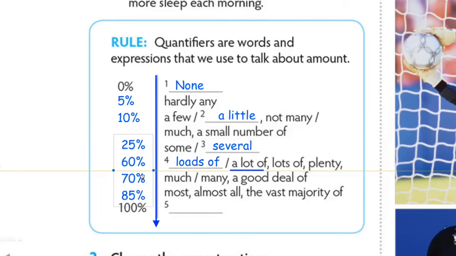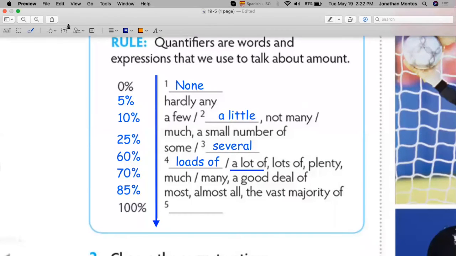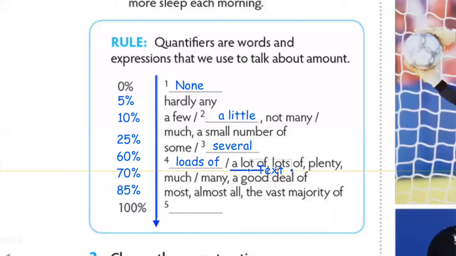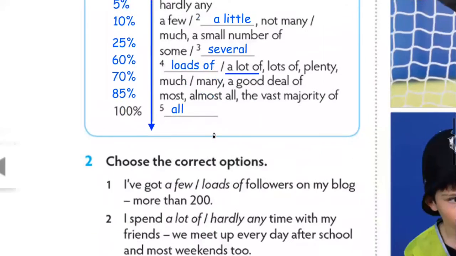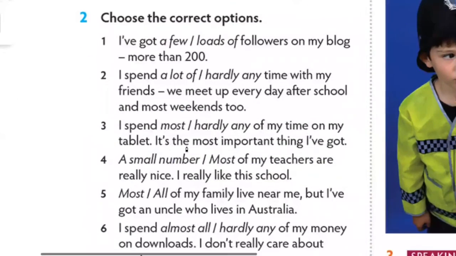And finally, we go to the level of 100. What 3-letter word can define 100% of quantity? Yes, we could also say all defines it. Thank you very much, Nazaret. Okay. All right, so this is the rule. You can take a screenshot and complete it. I think it's better if we use this arrow to help us understand the percentages of the quantities of the amounts. Exercise 2. Choose the correct options.